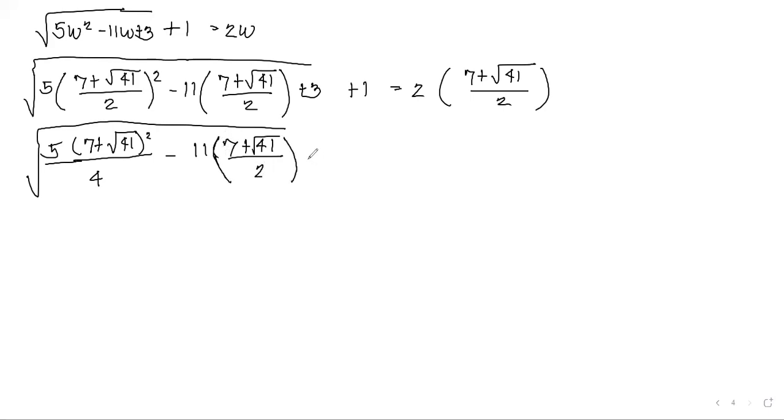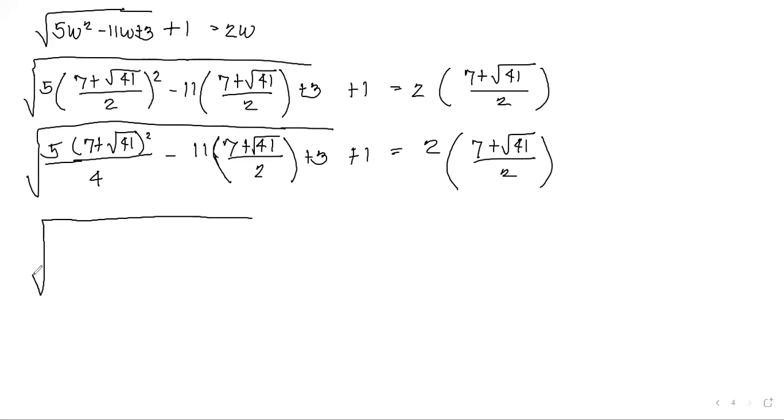Over 2 plus 3. Yung 3 kasama pa siya diyan. Plus 1 equals 2. Sige, may na tayo mag-cancel para sabay-sabay. 7 plus square root of 41 over 2. Ayan. Okay. So, ayan. Simplify na natin yung dapat simplify. The square root of... So, simplify natin siya.